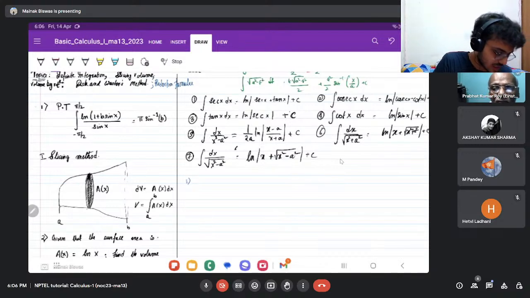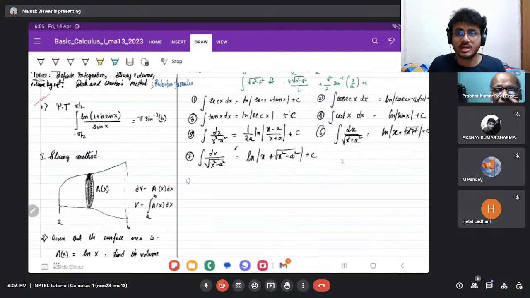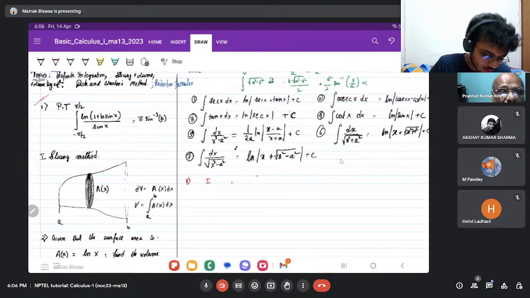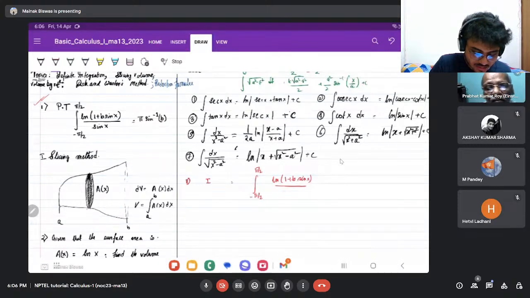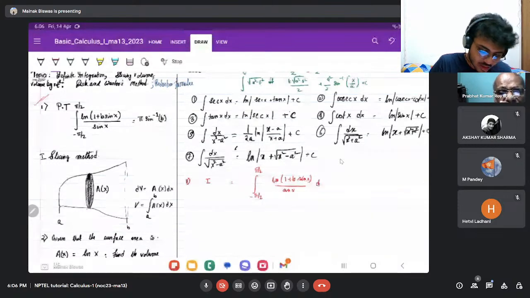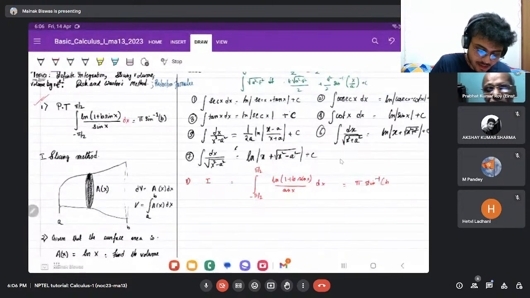This is not related to the topic of this week, but I encountered this problem. You need to prove that this integral is equal to the integral from minus pi by 2 to pi by 2 of log of 1 plus b sine x by sine x dx. I forgot to write dx, sorry. It is equal to pi sine inverse b.